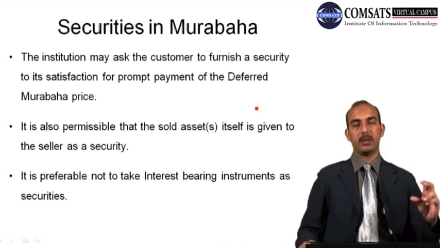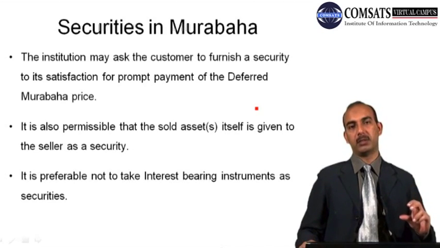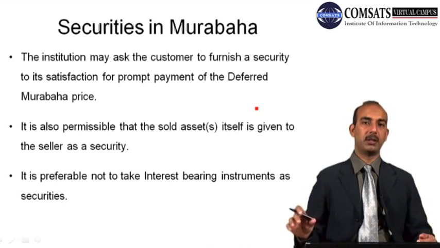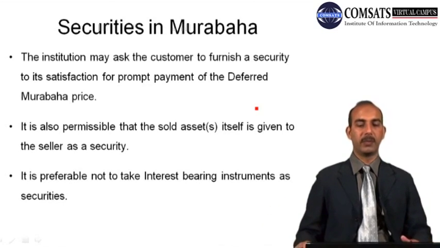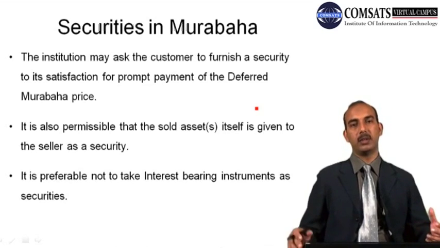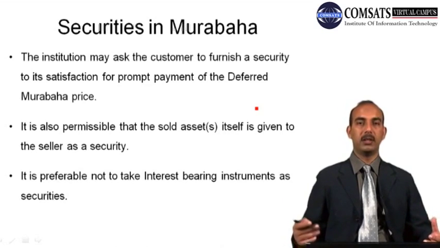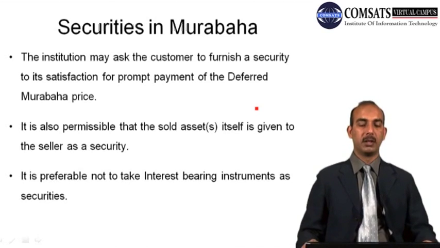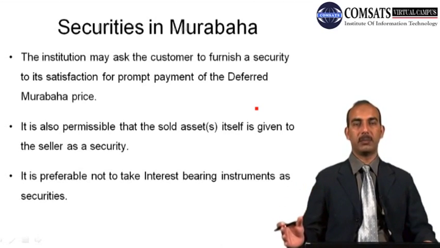And then these were the different models we discussed, model 1, 2, and 3, based on the relationship of the parties, that is the bank, client, and the vendor. So in this transaction, the banks or the financer need some securities to minimize their risk. So what are the securities available in this transaction? The institution may ask the customer to furnish a security to its satisfaction for prompt payment of the deferred Murabaha price, to make sure that the client will make payment regularly on time.